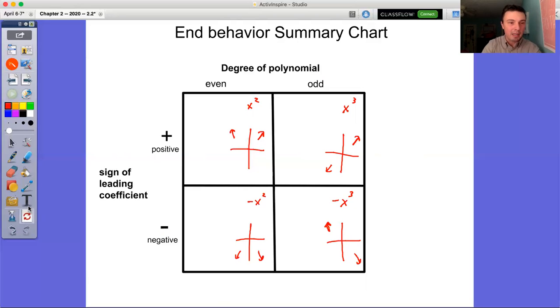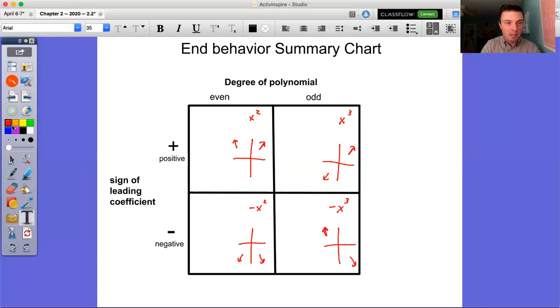I'm going to type these in as well, just the rising. So we know it rises right and rises left. This one is going to fall both ways. Falls right, falls left.